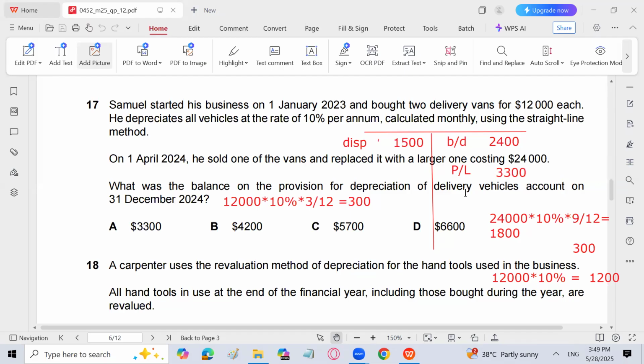the year. Now I will go for the total of the credit side. That is going to be 2,400 plus 3,300, 5,700 minus 1,500. The answer is 4,200. So B is the answer. So the carried down of provision for depreciation account is going to be 4,200.